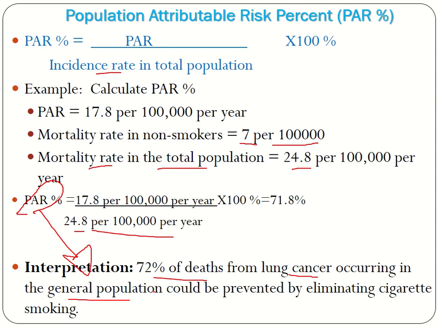So 72% of the deaths in the general population from lung cancer are because of their smoking. As we said, what do the attributable risk and population attributable risk, including their percent, tell us?